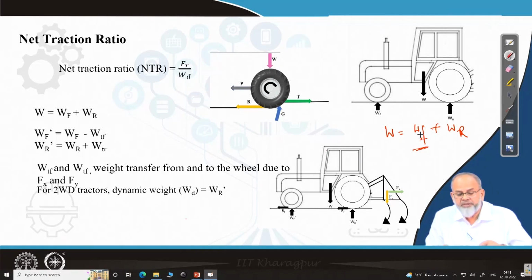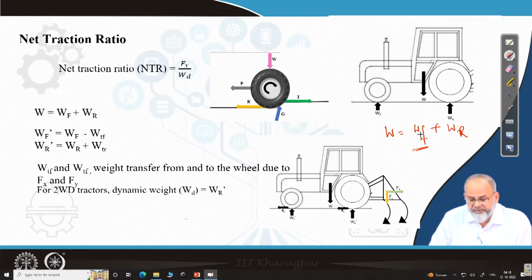But in case of a single wheel, it is the same weight, whereas in case of a two-wheel drive tractor, only the rear wheels are powered wheels. So, we are not concerned about the front wheel. The net traction ratio will be related to the rear wheels. So, in rear wheels, what happens when we try to pull certain implement, there will be weight transfer from the front wheel to the rear wheel. There will be weight transfer from the implement side to the rear wheel.